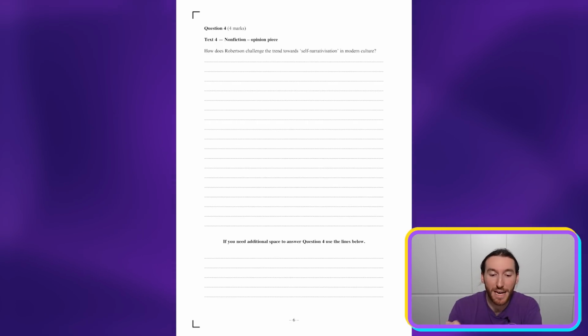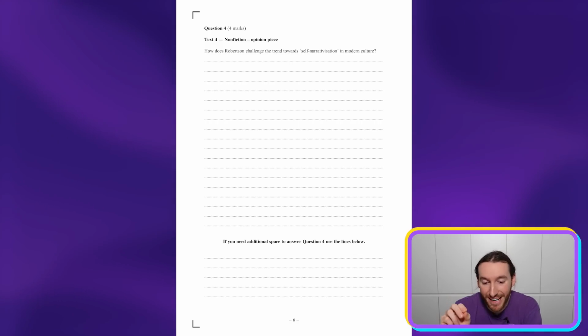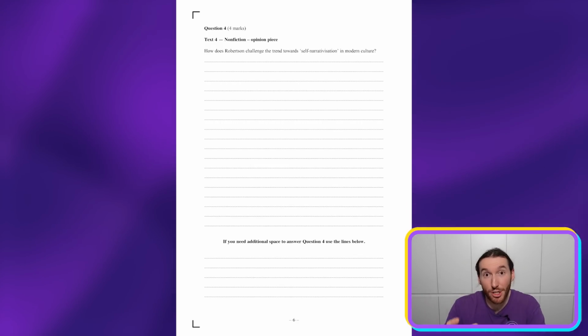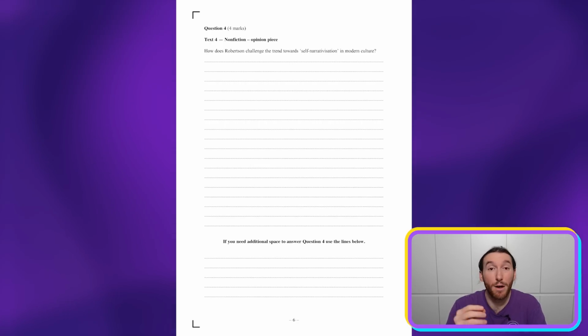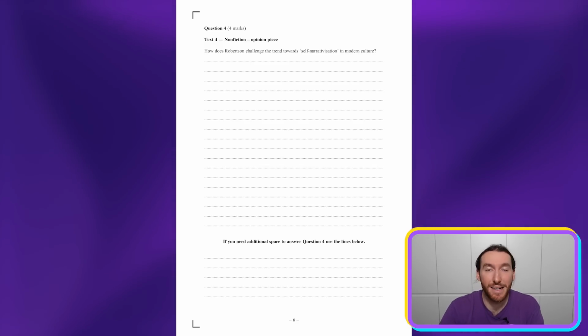Great. But what's the key word of the question? How does Robertson, the composer, challenge? There's a challenge of a trend here. So we need to think about how the author is challenging a trend towards self-narrativization in modern culture. So we want to come back to the idea of self-narrativization, whatever that means. We're going to learn that from the text, and we're going to constantly think about how that idea is being challenged, and we're going to come up with techniques and quotes to support our point.